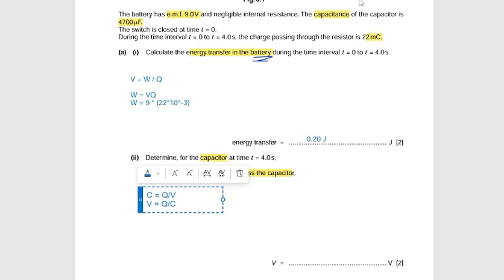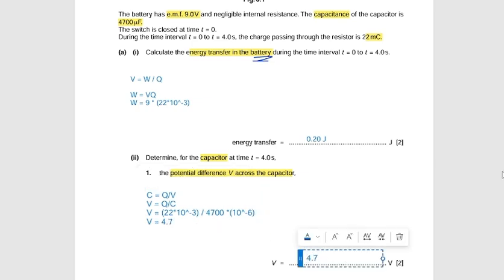We have our charge as 22 millicoulomb. We can write V equals 22 times 10 to the power minus 3, over the capacitance, which is given as 4700 microfarads, which we write as 4700 times 10 to the power minus 6. Plug this in and the value you get is 4.7, and that is your answer.